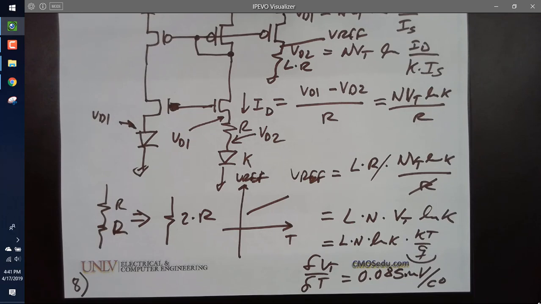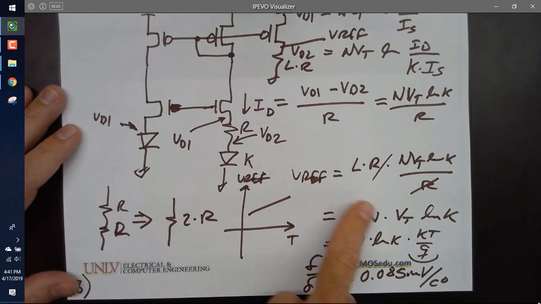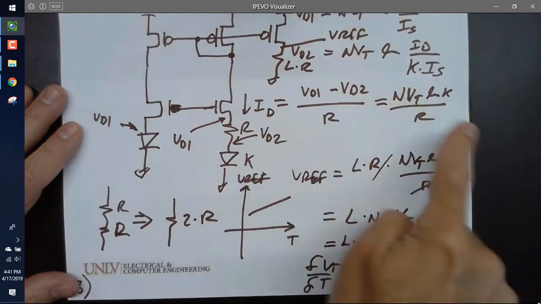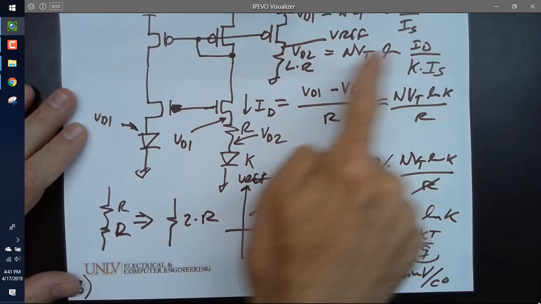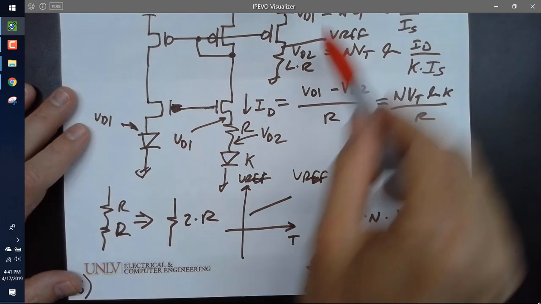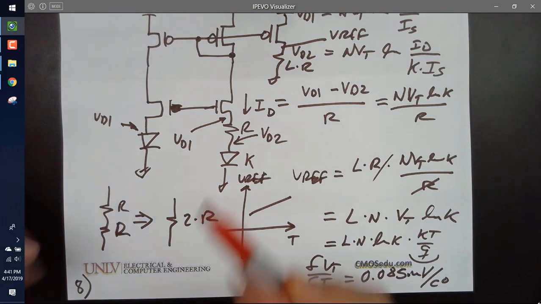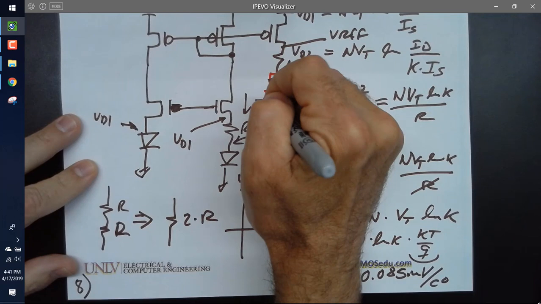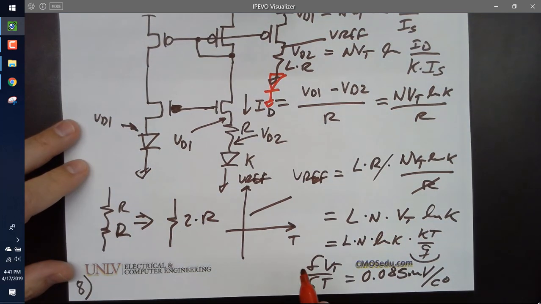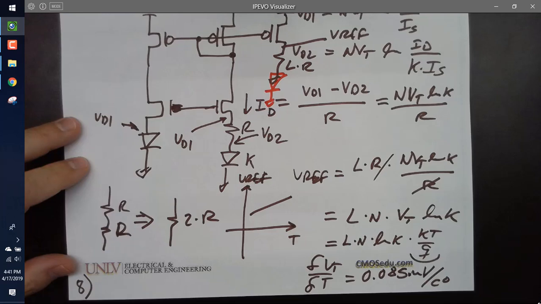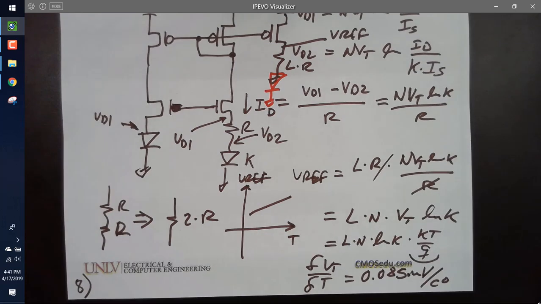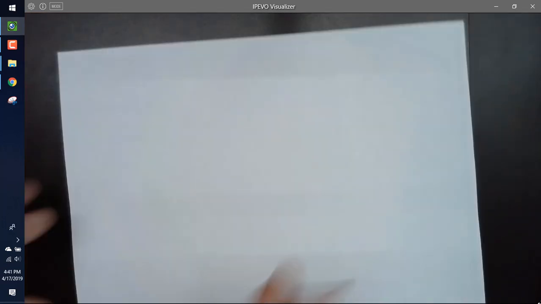All right, so are we ready to do a band gap? So I'm going to use this result, that the current that flows is VT natural log ID, and instead of having just this LR, what I'm going to do is I'm going to put another diode here. Okay, and so I'm going to take the same circuit on the next page.